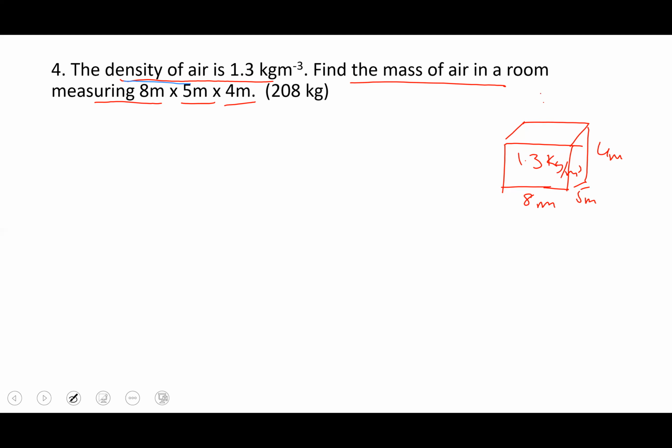Now we have to find the mass in this case. Again, I think the formula is the same. D is equal to m over v. From this we can say m is equal to d into v. So we have to multiply the density by the volume.